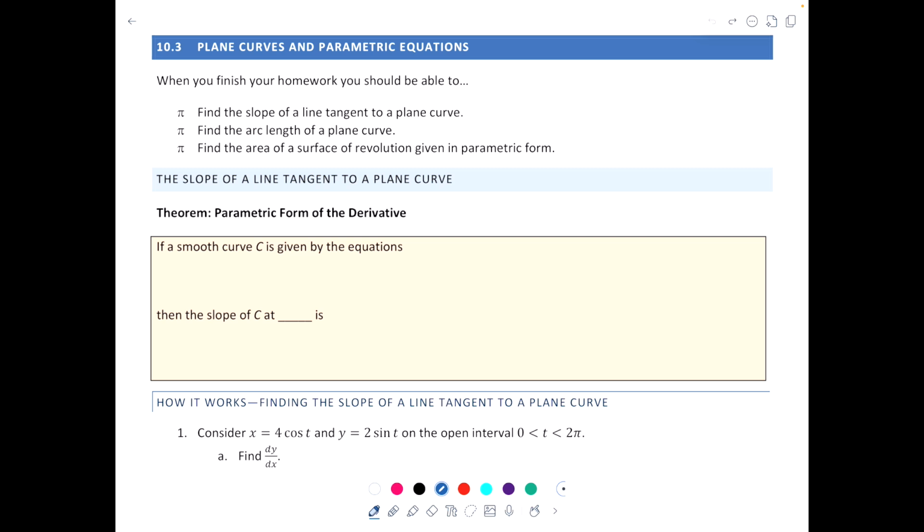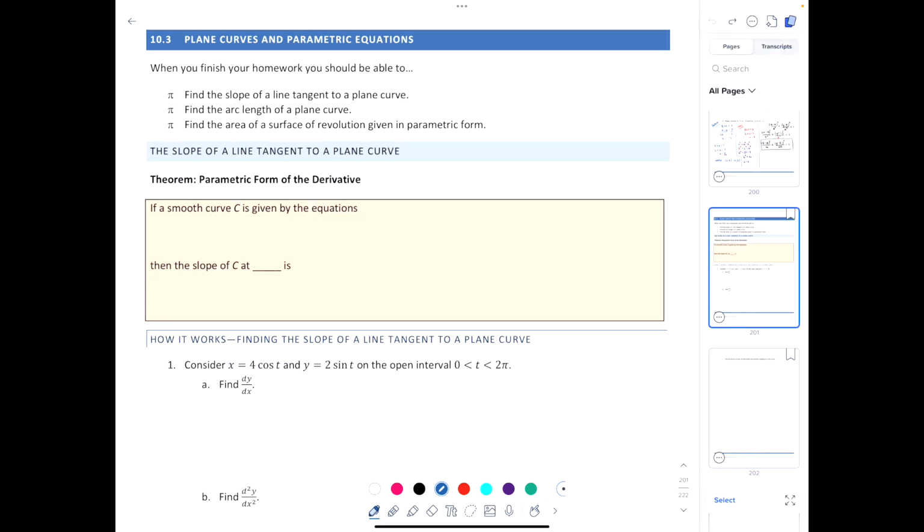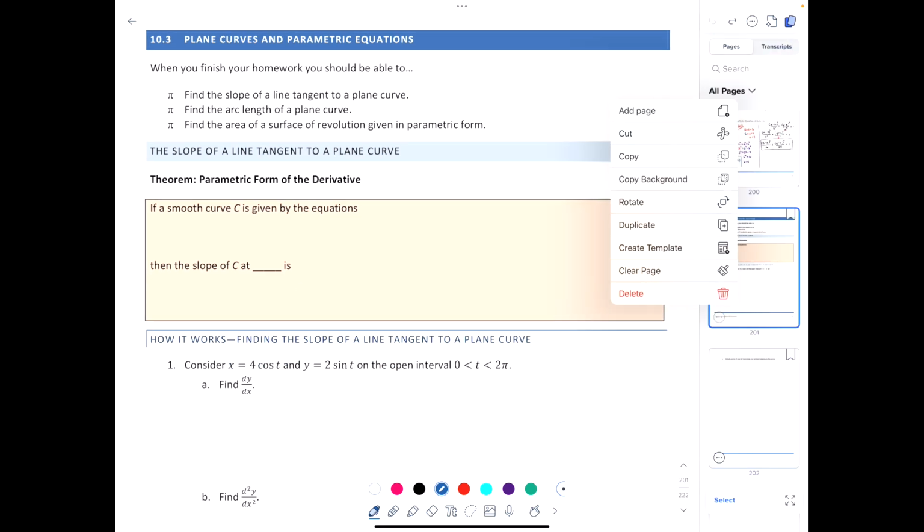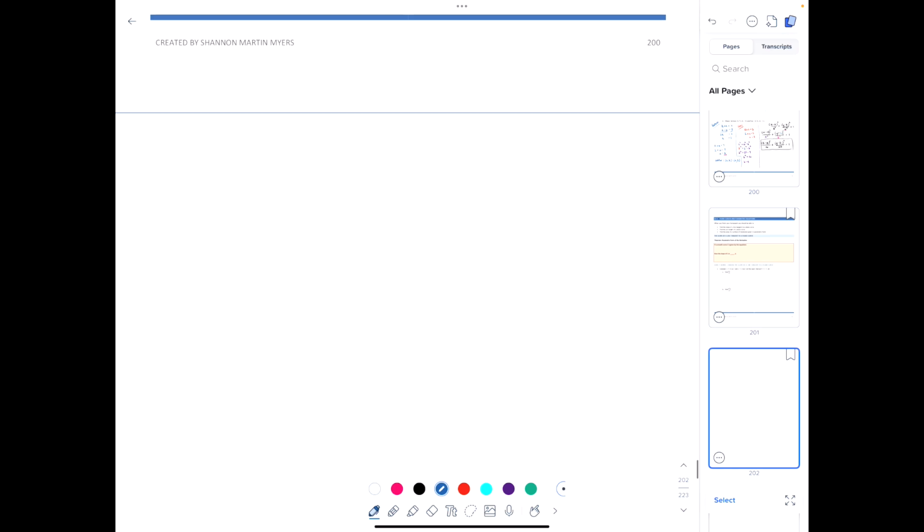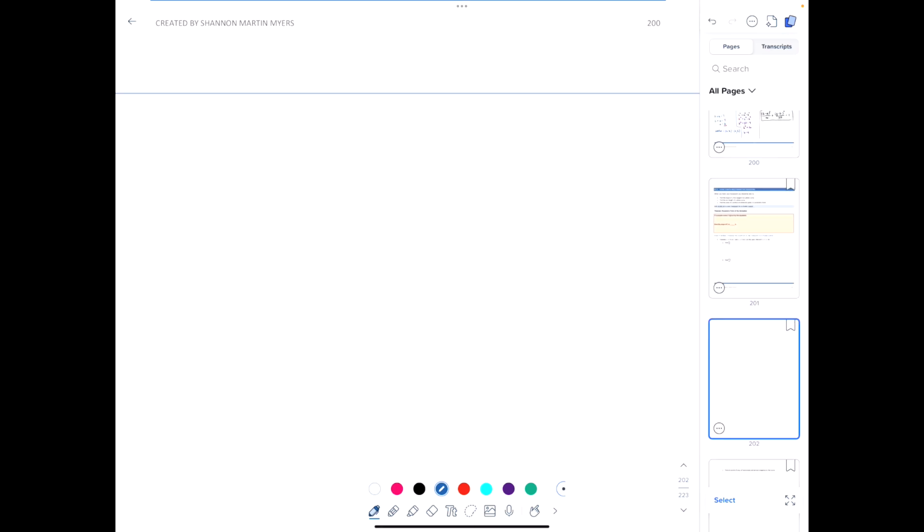So here we go, the slope of a line tangent to a plane curve. This is an interesting derivation, so I'm going to add a page so that you can see it. We know that we have x is equal to f at t and y is equal to some g at t for the parametric equations.